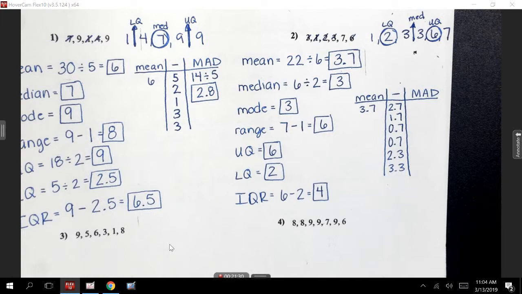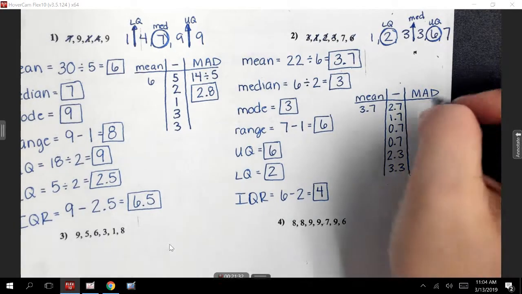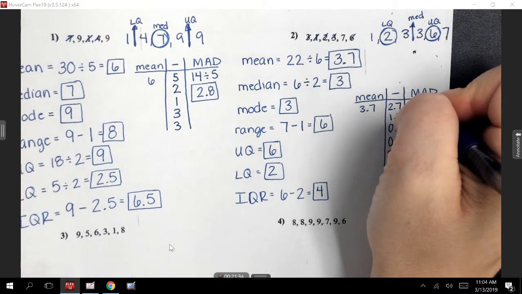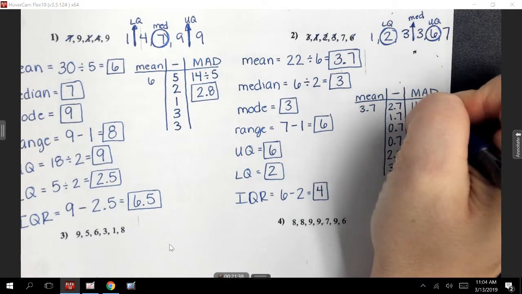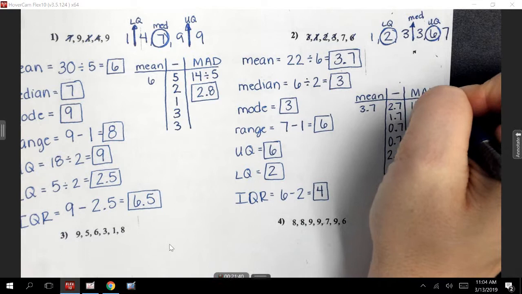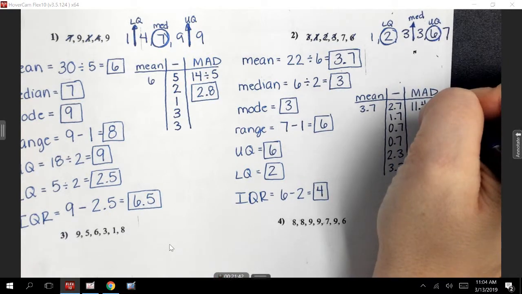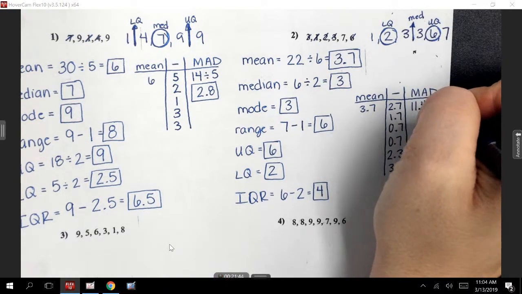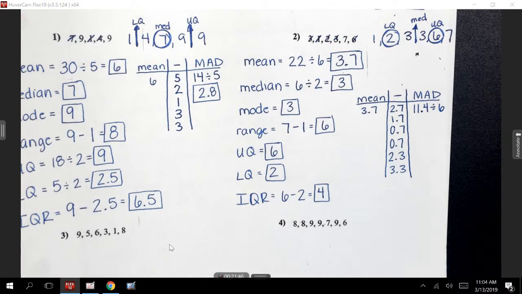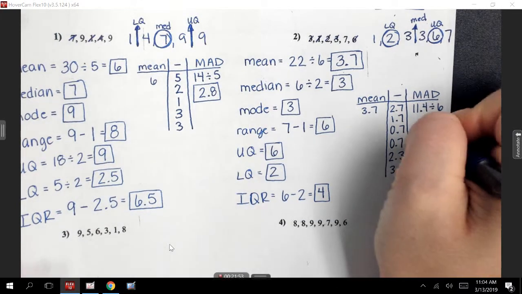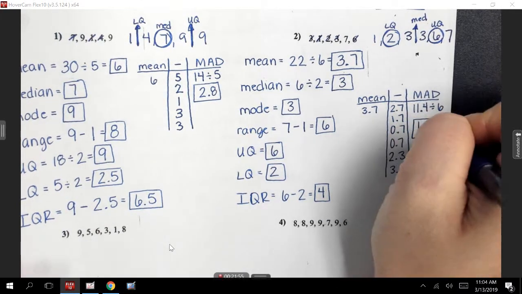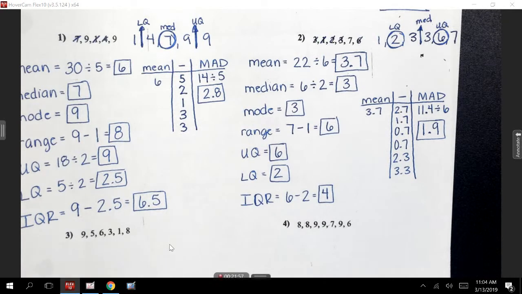Okay. So now what do I need to do with all those numbers we just got? Zach? Add them. What do we get when we add them up? You got that, Chris? What'd you get? 11.4. And what am I going to do with that now, Chris? Divide by 6. Excellent. So I do 11.4 divided by 6 in my calculator. And what does that give me? Owen? 1.9. Okay.